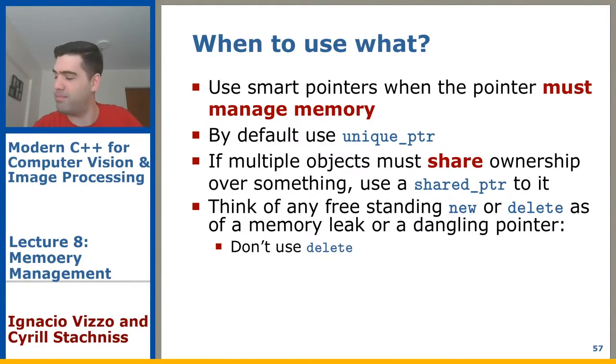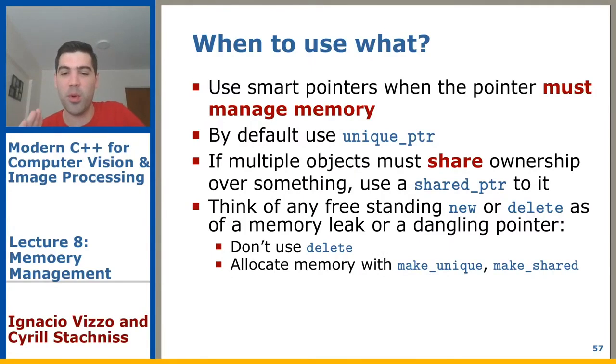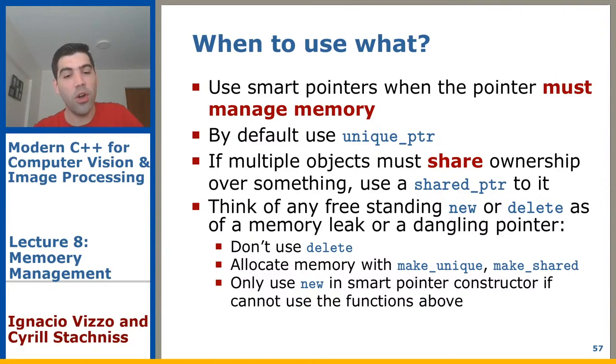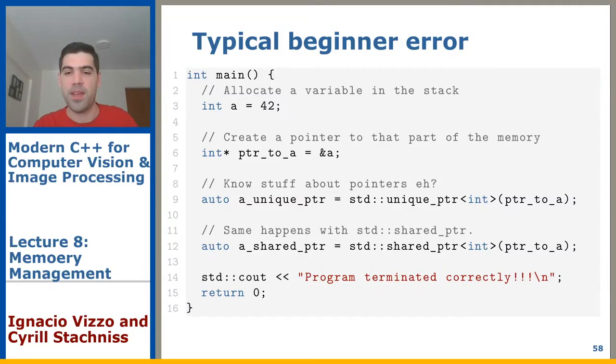Don't use delete, bad guy. Don't use new. Allocate memory with make_unique and make_shared. And only use new in a smart pointer constructor if you cannot use the functions above. Let's say that for some reason you cannot use make_unique or make_shared. Actually, you never will. Unless you're not using C++14, you will never see the word new in the code. So you should not use it. It's forbidden. And then this is a typical beginner error. If I didn't convince you about the difference between the stack and the heap memory, you can do something like this.